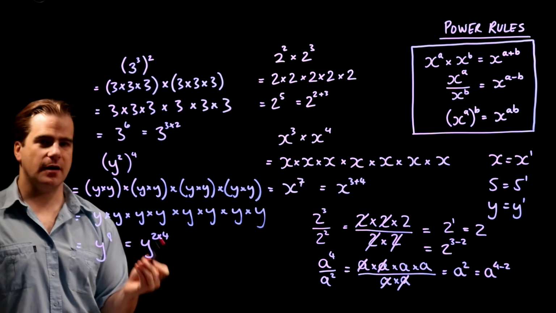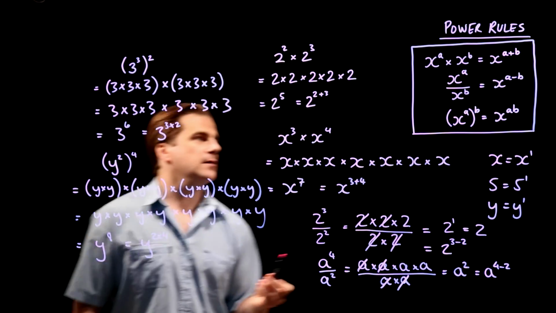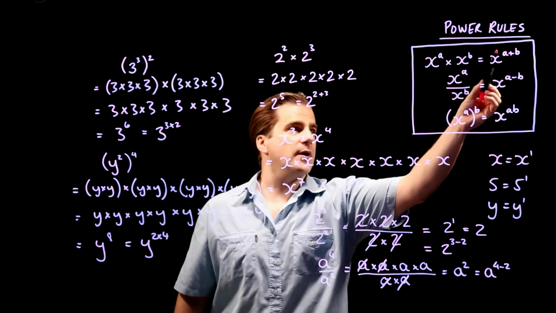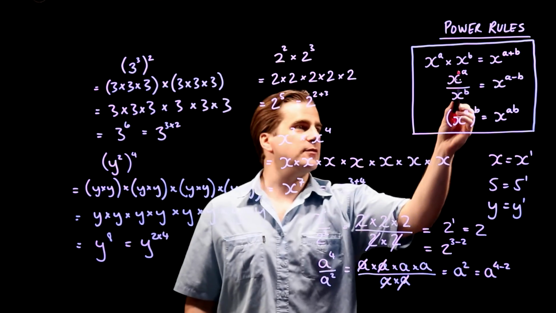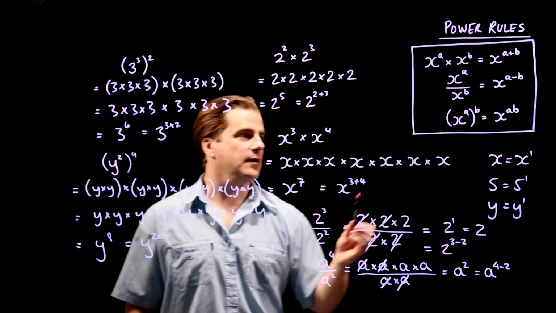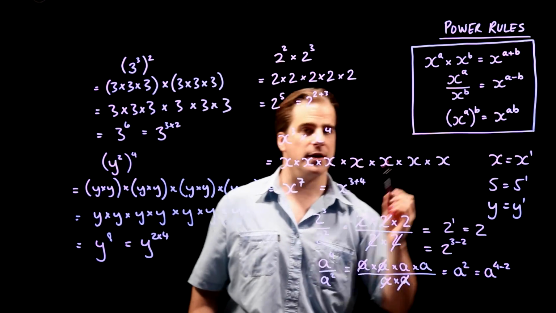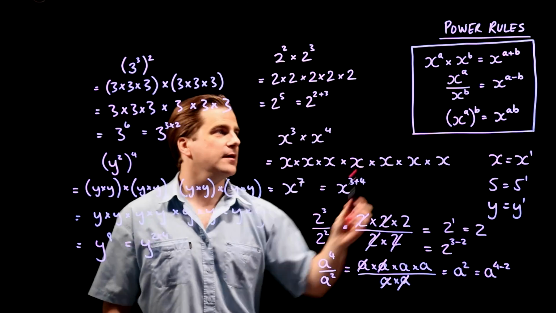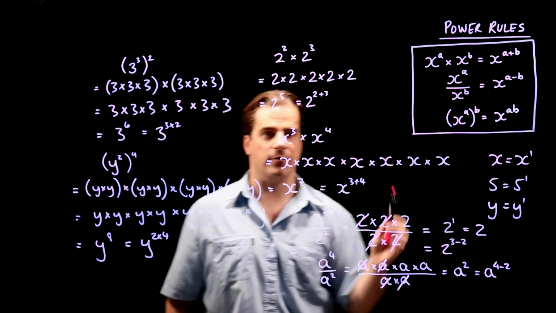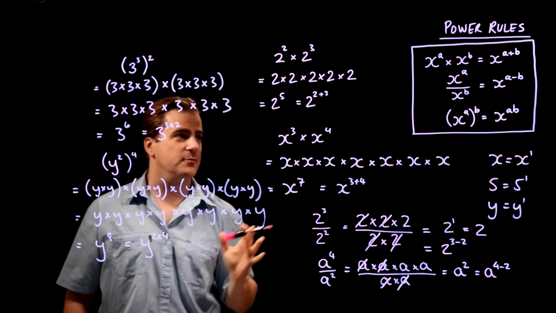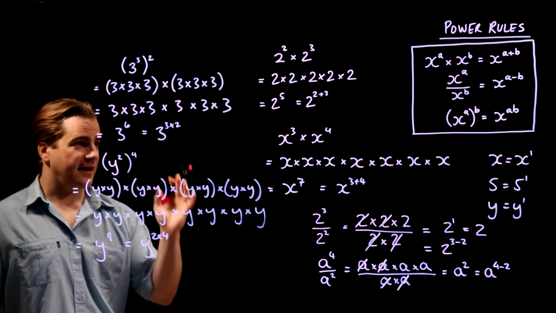So, to summarise, when you multiply, you add the powers. When you divide, you subtract the powers. And when you're bracketing, you multiply the powers. Commit the power rules to memory. They're very important. And that's how they work.